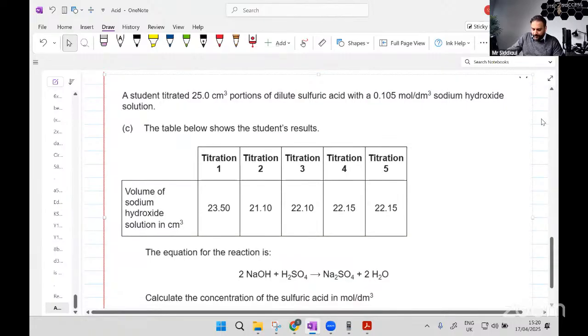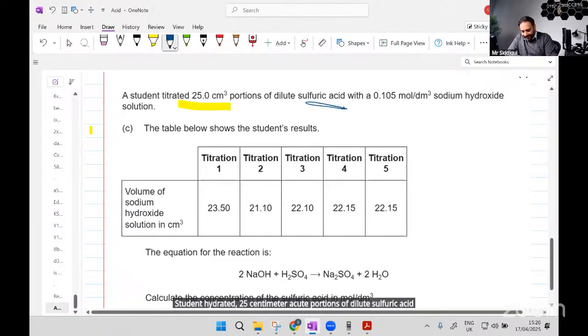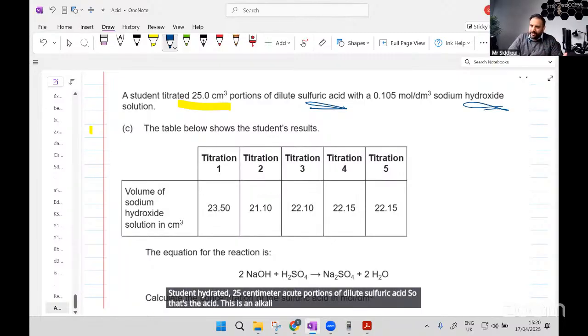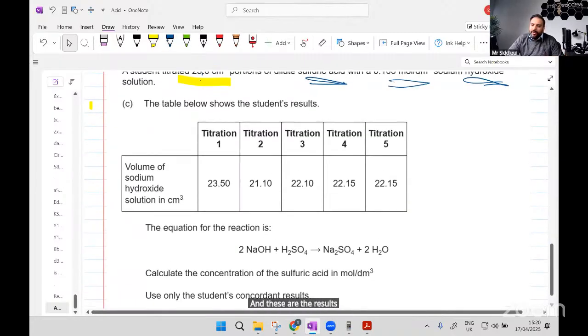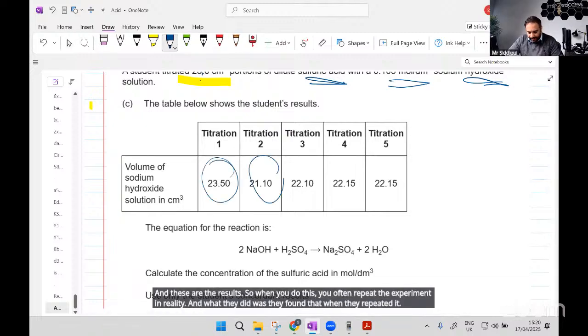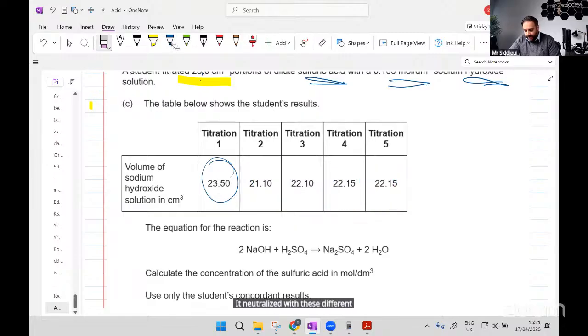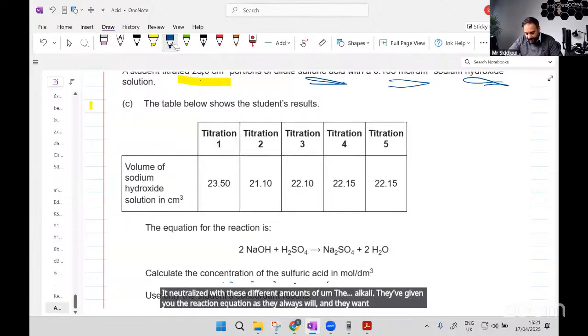A student titrated 25 centimeter cube portions of dilute sulfuric acid. So that's the acid. This is an alkali. Remember, I think that's easier on your mind rather than focusing on all these words. So there's an acid. That's the volume of the acid. That's the concentration of an alkali. Fine. And these are the results. So when you do this, you often repeat the experiment in reality. And what they did was they found that when they repeated it, it neutralized with these different amounts of the alkali. They've given you the reaction equation, as they always will, and they want the concentration of the sulfuric acid.